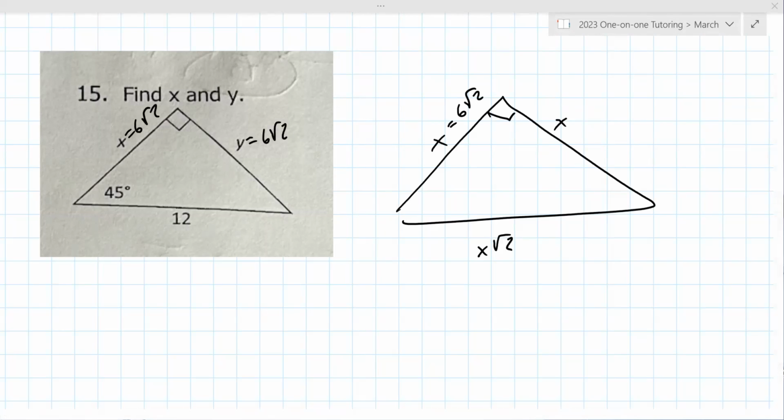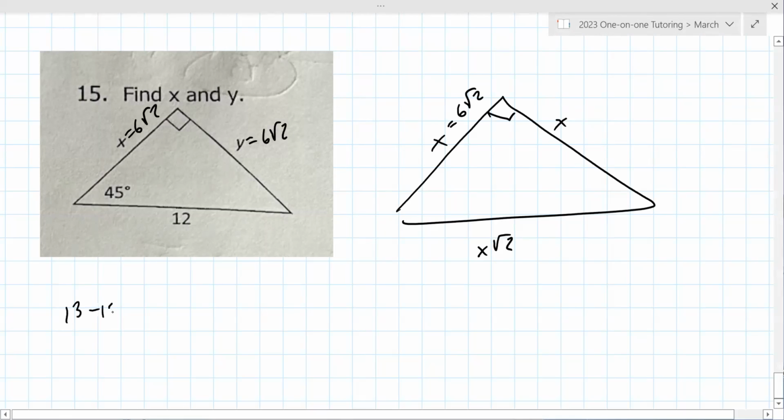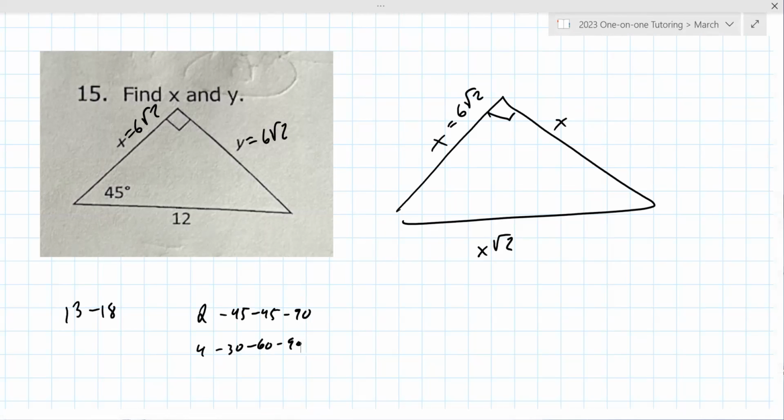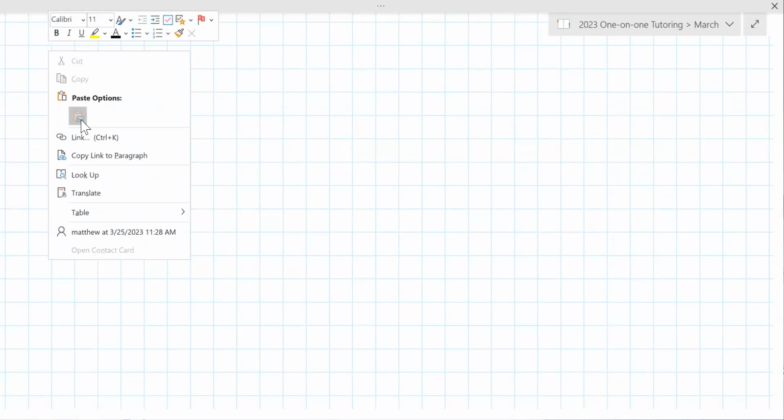All right. So when I look at that grouping of 13 through 18, there are only 2 45, 45, 90s, and the rest are the 30, 60, 90s. Why do you think that is? Why do you think your teacher's giving you more of the second one compared to the first? Because I feel like the first one's easier. Exactly. And you should expect that. You should expect more 30, 60, 90s on the test or the quiz. So let's go look at 13 here.